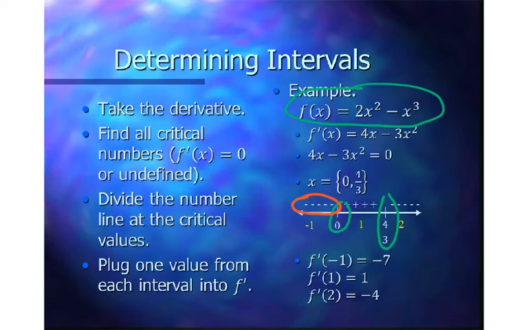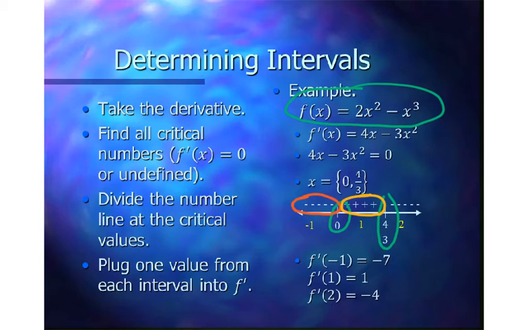Since it is a positive 1, then I know that all the way from 0 to 4/3, this function has to be increasing. And so I just put little plus signs in that interval just so that I know that the derivative is positive there, so that function is increasing.